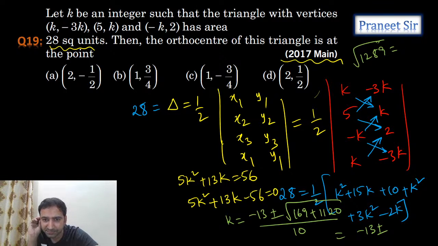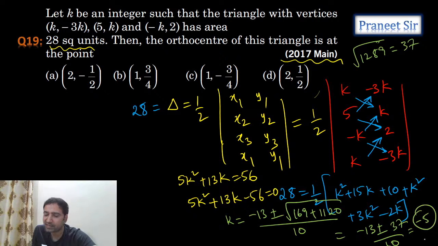Plus 28. Okay, it should be plus or minus 28, right? So are we getting 37? Yes, exactly. You can take plus or minus 28. If you substitute this 37 value here, we get 37 by 10. When you subtract it, we get the k value minus 50 by 10, so that is minus 5.